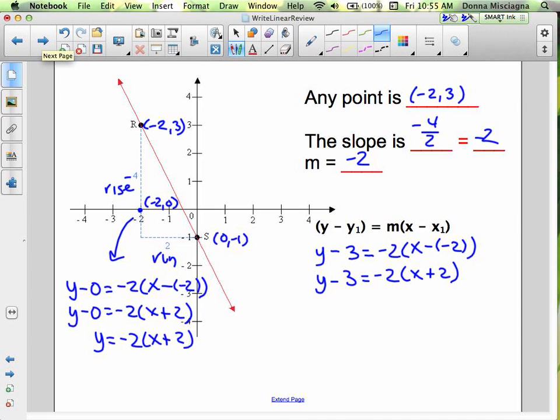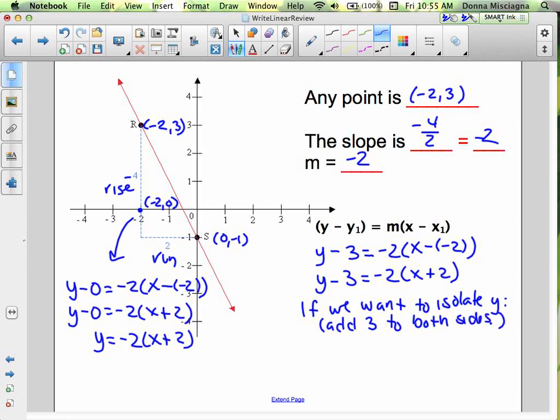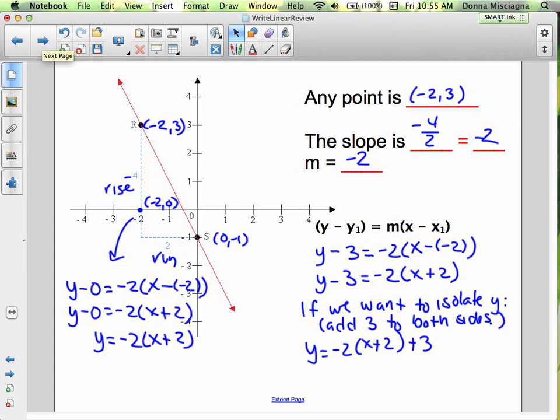They're both correct. We could also rewrite this if we want to isolate y. We would just add 3 to both sides. And that would give us y equals negative 2x plus 2 plus 3. And we can leave it just like that. You don't need to do more work unless you're asked to change that to slope-intercept form. Otherwise, that is an acceptable equation for that line.